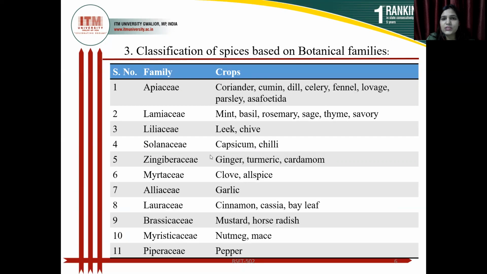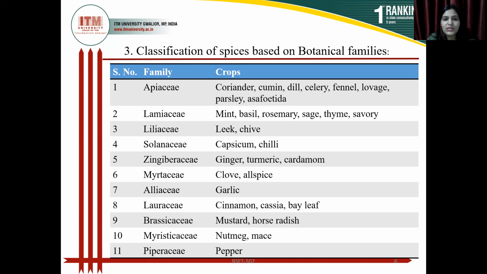Here, the classification of spices based on botanical families. According to their botanical family, there is a classification of spices. In the Apiaceae family come coriander, cumin, dill, celery, fennel, cloves, parsley, and asafoetida. In the Lamiaceae family come mint, basil, rosemary, sage, thyme, and savory. In Liliaceae, leek and chive. In the Solanaceae family come capsicum and chilies. In the Zingiberaceae family come ginger, turmeric, and cardamom.